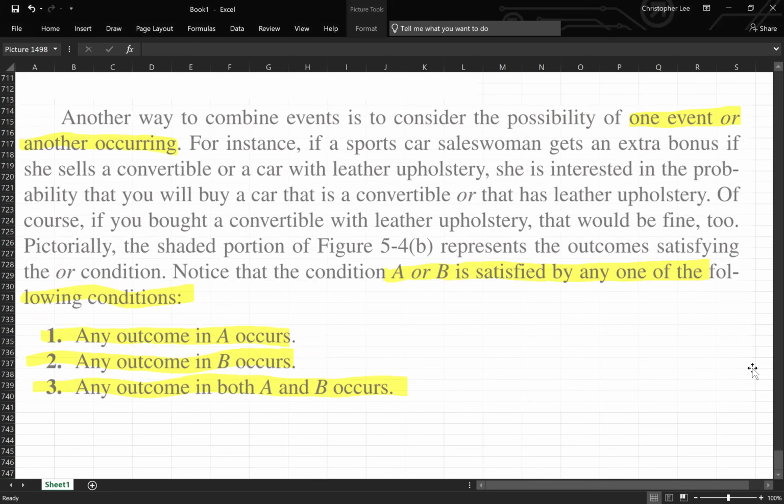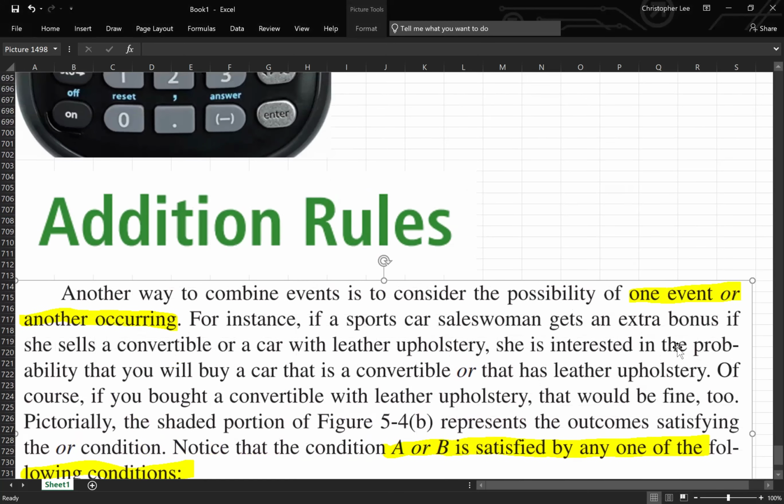Another way to combine events is to consider the probability of one event or another occurring. For instance, if a sports car saleswoman gets an extra bonus if she sells a convertible or a car with leather upholstery, she is interested in the probability that you will buy a car that is a convertible or that has leather upholstery. Of course, if you bought a convertible with leather upholstery, that would be fine too.